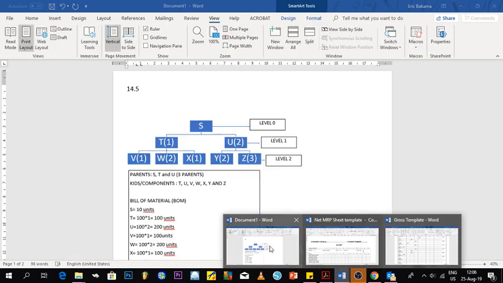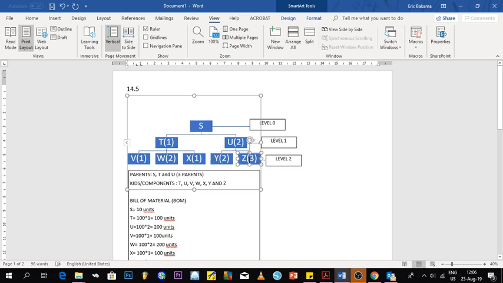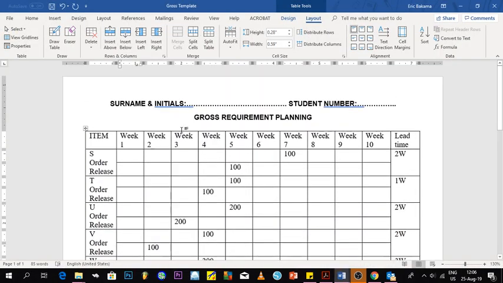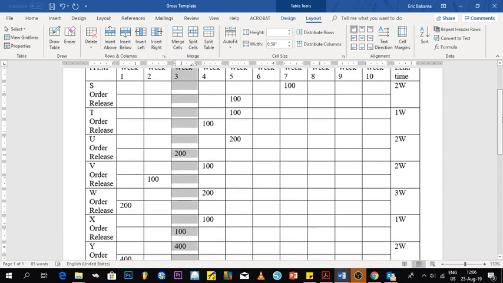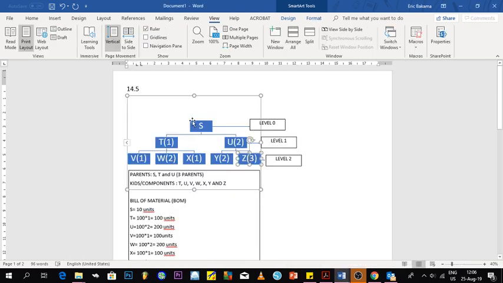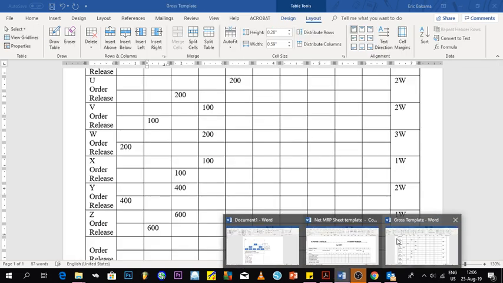Then the last component is Z, which is coming straight from U. Then we have 1 U equal to 3 Z. So we go back to our U's. It's from week 3. Then we'll take 200 times 3, the 200 is coming from here. 200 times 3 is going to give us 600. Then we have 600, we have the first week here. That's when it's going to be released. So we are done with Y and Z, the components from U. We have Y and Z here, and this is how you do the gross requirement table.